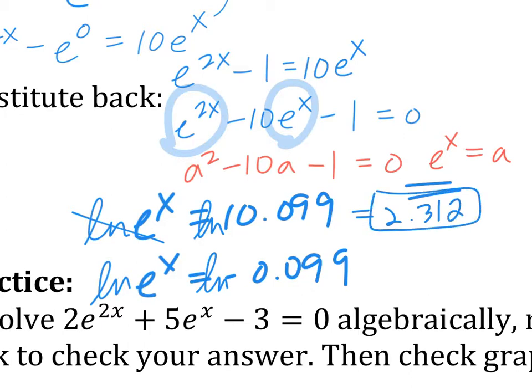Then what about the second one? Natural log negative 0.099. Nothing, because you cannot take a log of a negative number. Remember, in our log, there's no number less than 0. That means you cannot put a negative number inside logs. So this doesn't work. So it's good. Our algebraic method and our graphic method are saying the same thing.